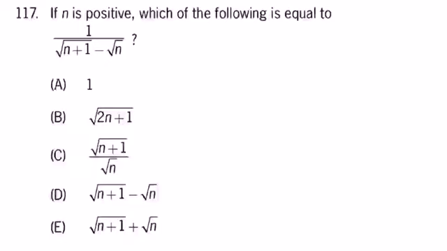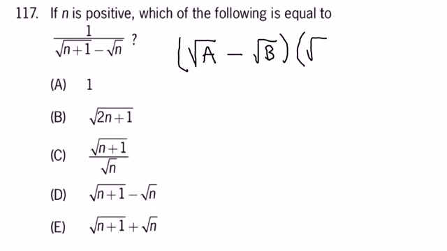So this is a GMAT problem that uses a very specific algebraic trick, which is called by various fancy names. Some of them are rationalizing the denominator or multiplying by the conjugate. The basic idea is that if I have the square root of A minus the square root of B, capital A and capital B can be anything, times the square root of A plus the square root of B.